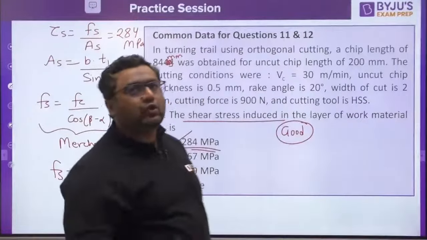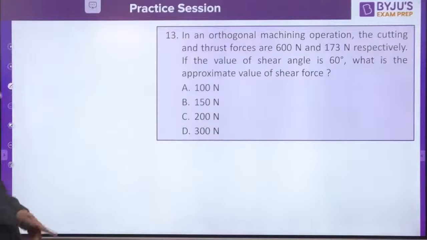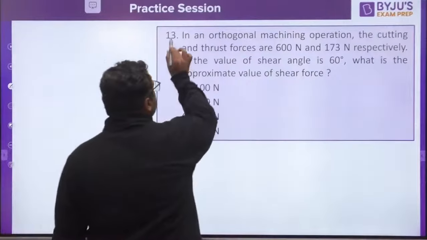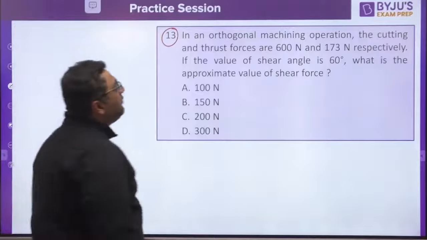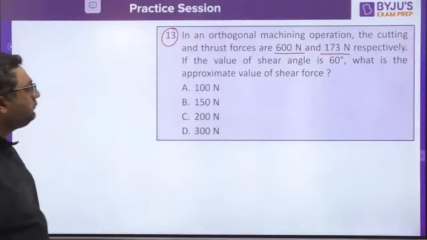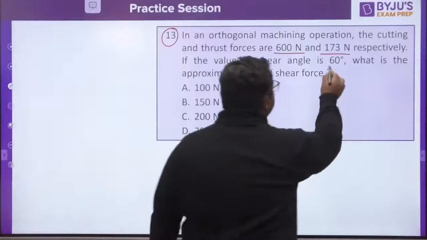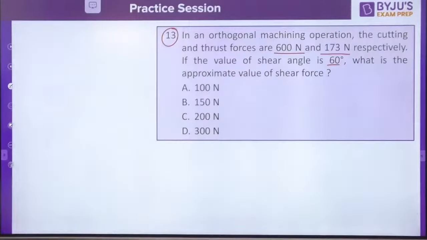So we are moving to question number 13 now. 12 questions we have completed. Very good. So we are going nicely. This is the 13th question. Here also shear force is being asked. This time they have given us cutting force and thrust force. Shear angle is also given as 60 degrees. So what is the approximate value of shear force?